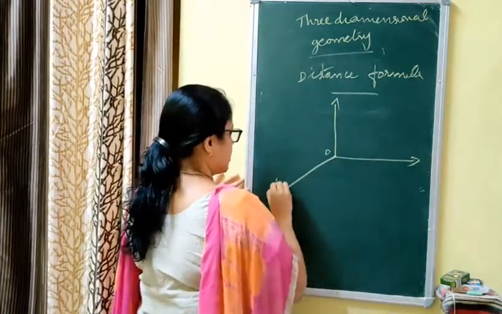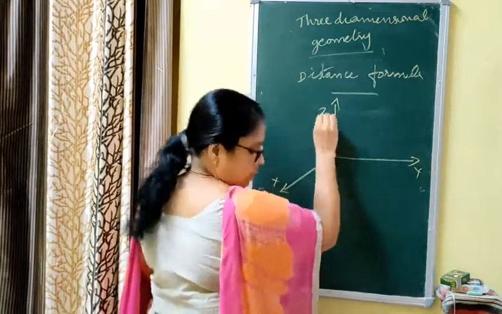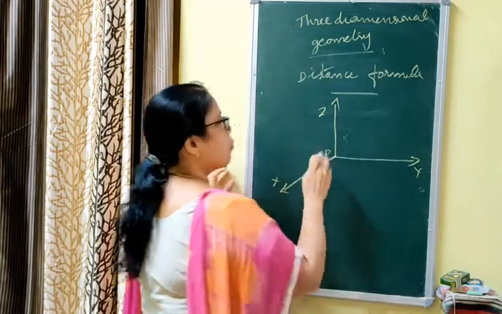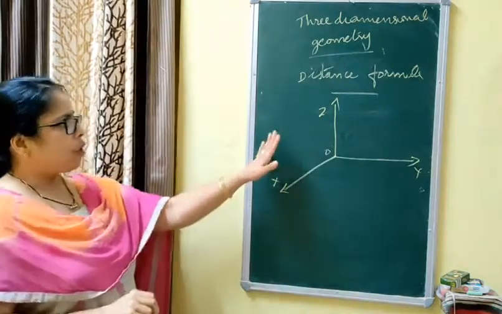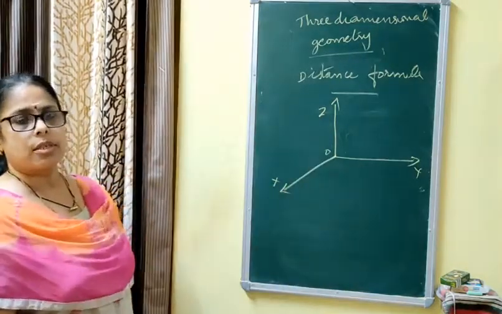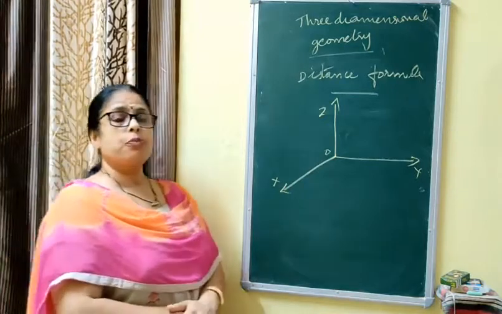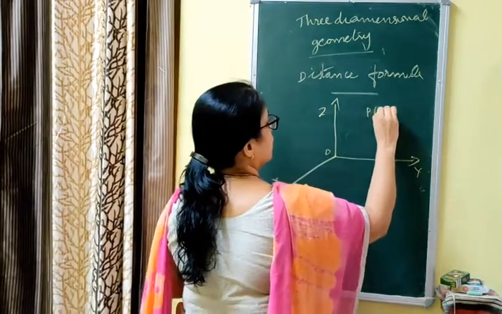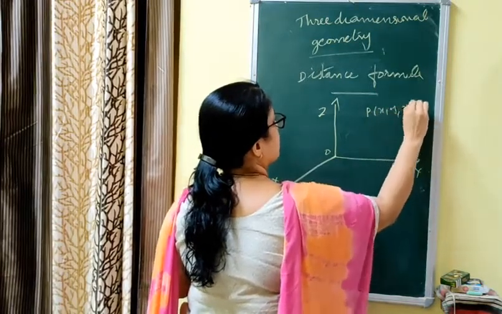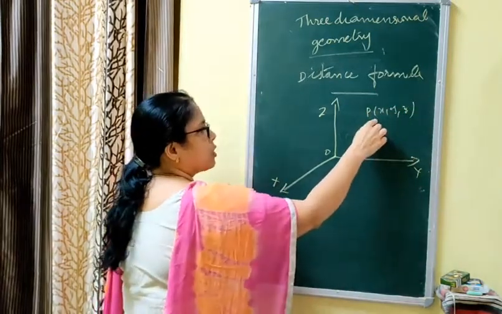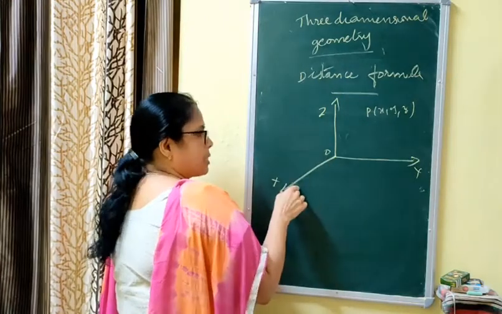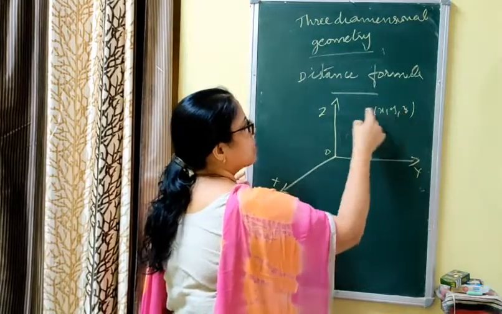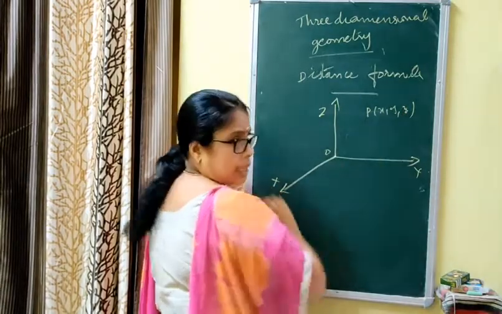This is the x-axis, this is the y-axis, z-axis. I am taking 2 points. Sorry, before starting the distance formula, let us discuss the coordinates of a point. Each point of a 3D plane can be denoted by the triplet x, y, z. X is the perpendicular distance of this point P from the x-axis. Y is the perpendicular distance of the point P from the y-axis. Z is the perpendicular distance of P from the z-axis.